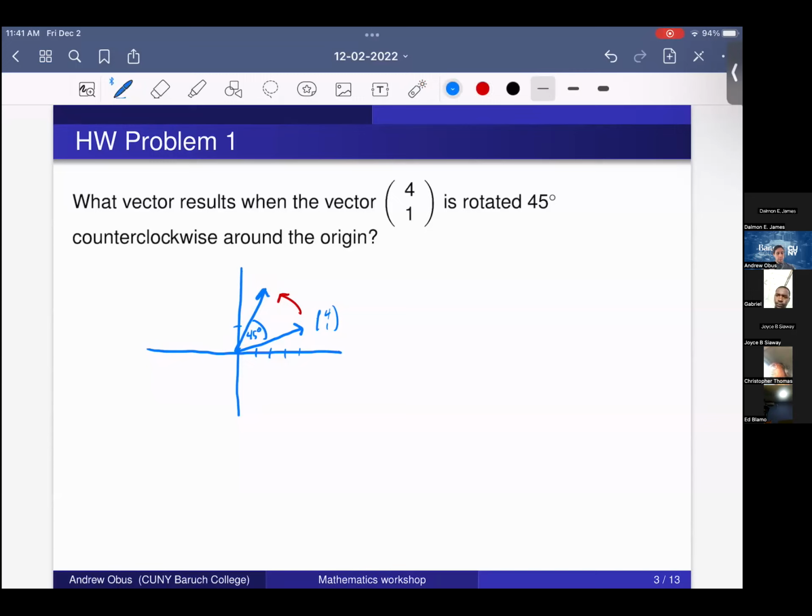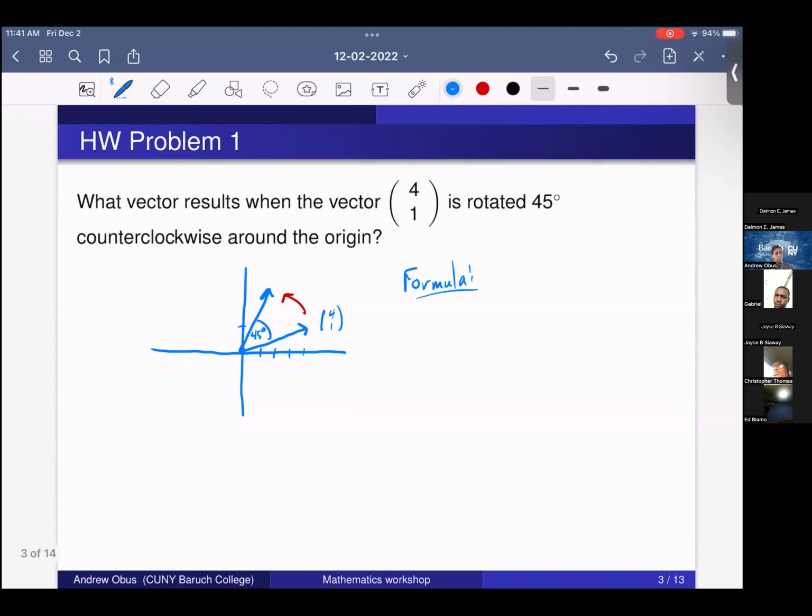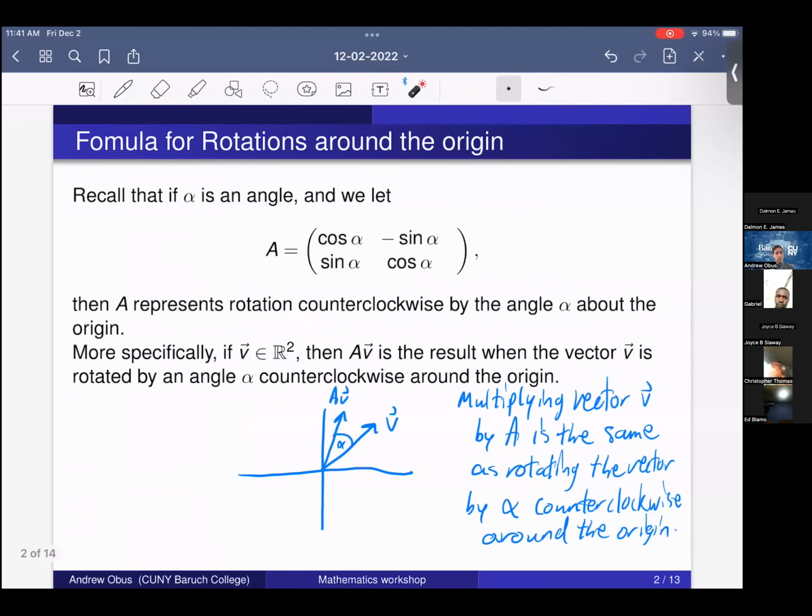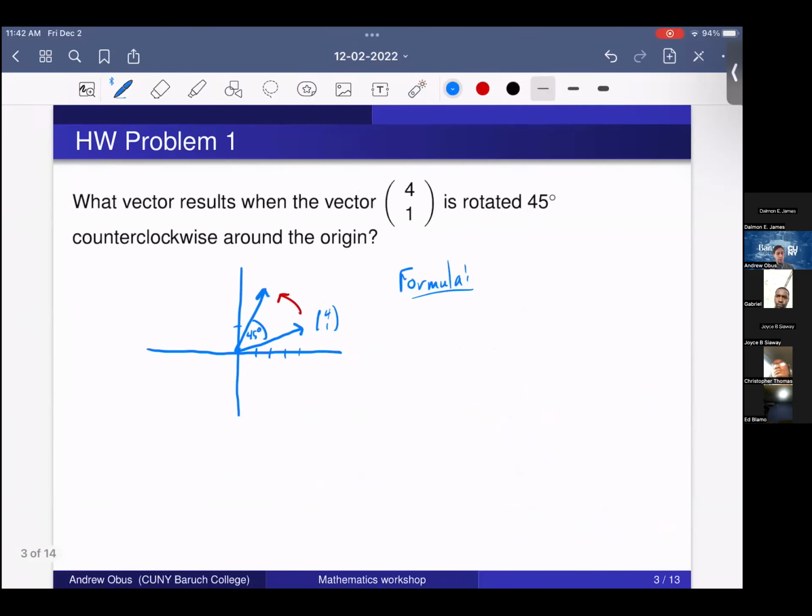Well, to actually do the work, we just have to use the formula on the previous page. We want to rotate it 45 degrees, so we just need to use this matrix, but with alpha equals 45 degrees. This is what we plug in. So in this case, we have A equals cosine of 45 degrees, minus sine of 45 degrees, sine of 45 degrees, and cosine of 45 degrees.